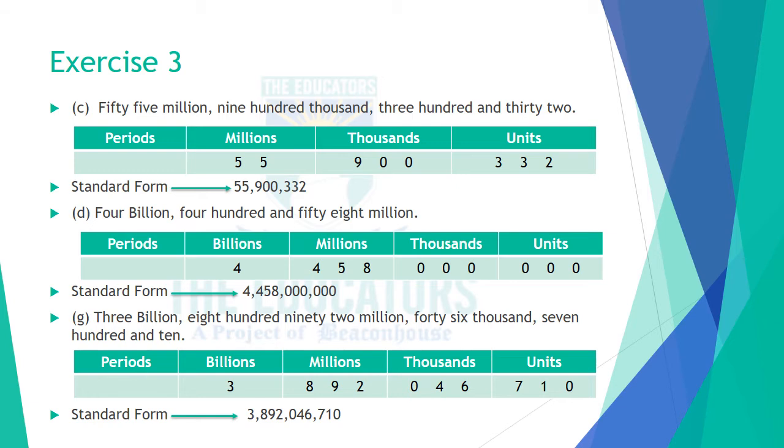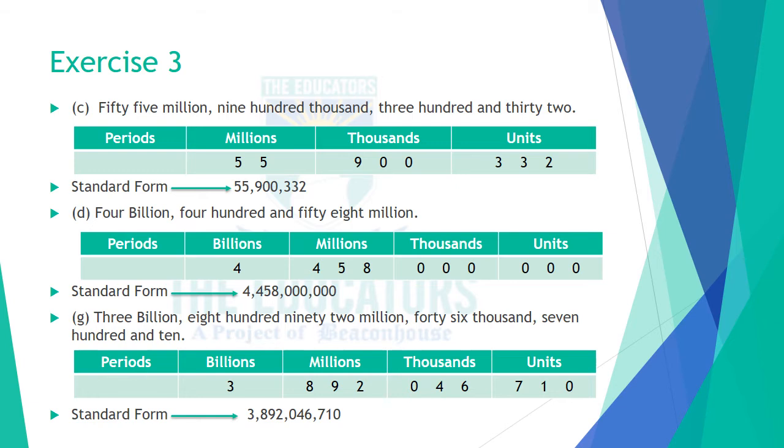In part D, 4,458,000,000. We apply the same rule and put the values in the place value chart, and then you can write in figures as 4,458,000,000. Did you notice here that we did not read the place value of the 0, but we did write them to show the place value?